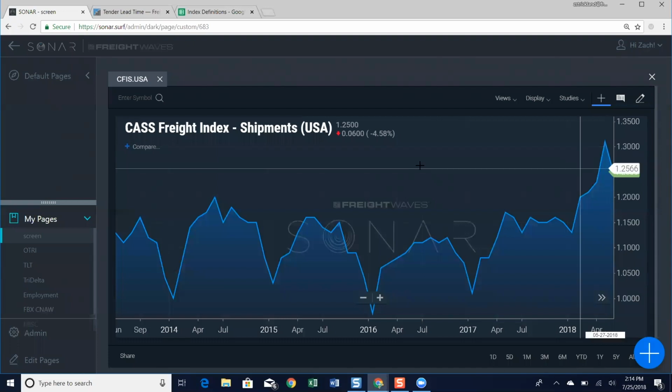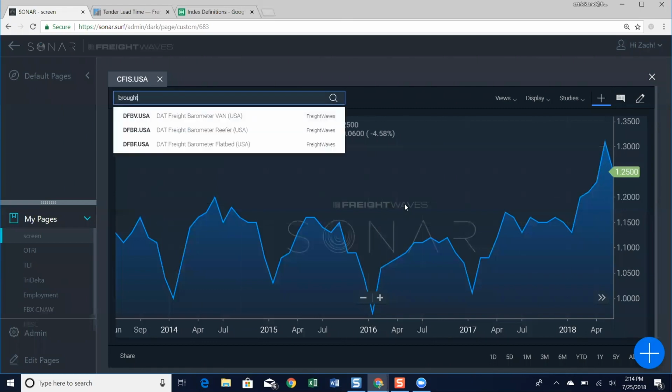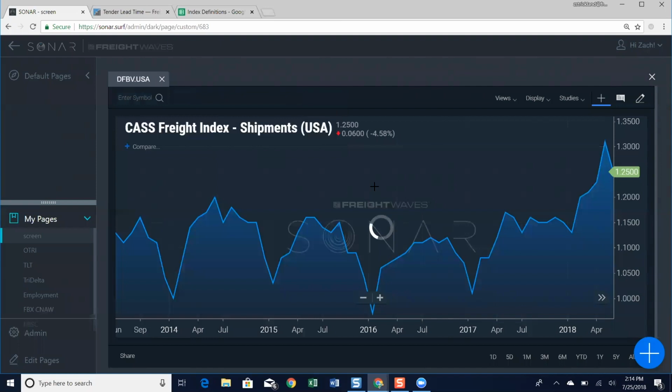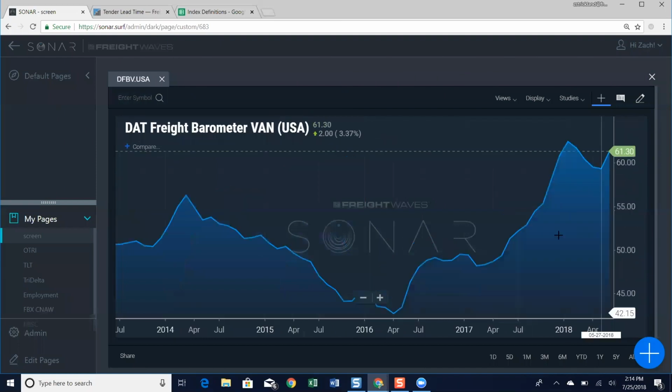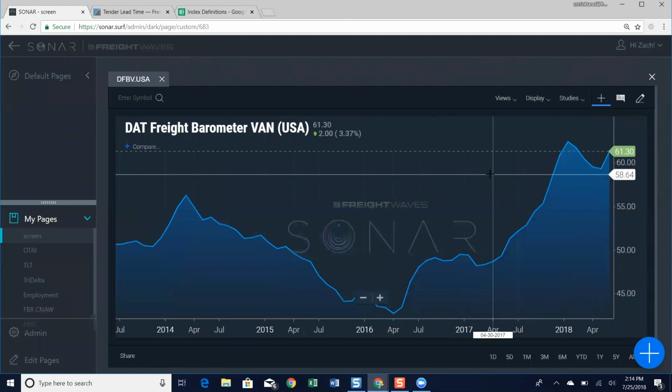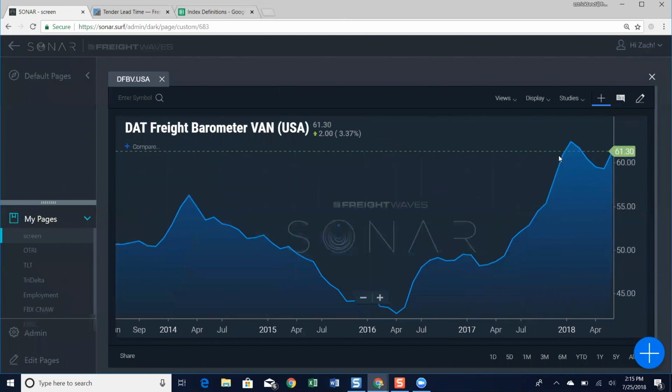So that being said, we're going to look at another index. Again, the Broughton DAT Freight Barometer, which is a really good index to get the other half of that picture. So we showed you shipping volume, and now I'm going to show you Donald Broughton's Freight Barometer. It gives you that idea of capacity and carrier attitude as well. Basically it merges spot rate and load availability, and gives you a good clean index to see how the market is reacting to this volume, what it's doing in general.